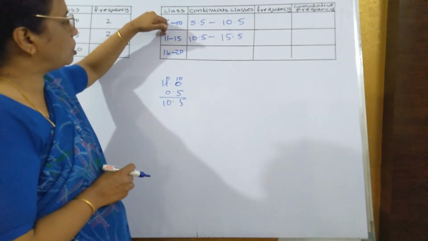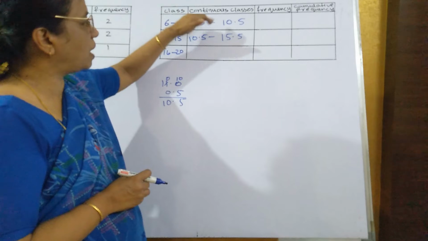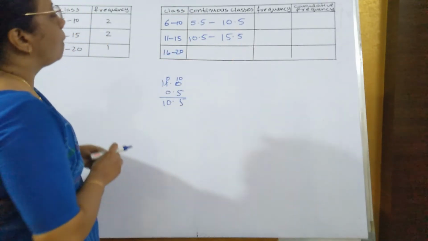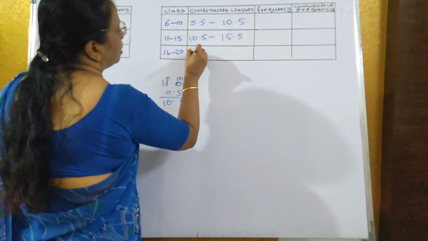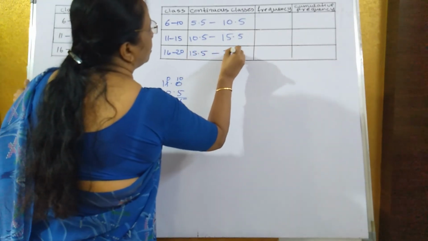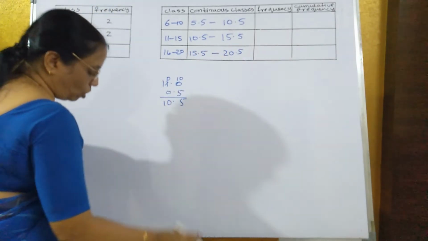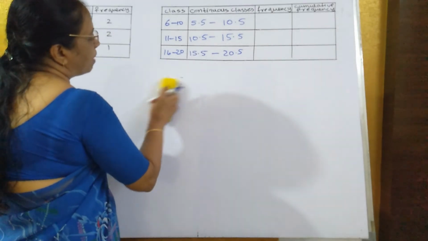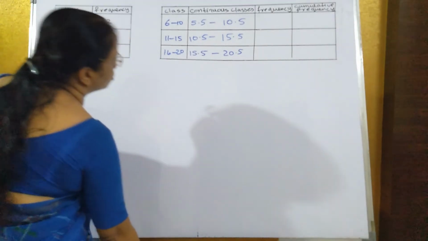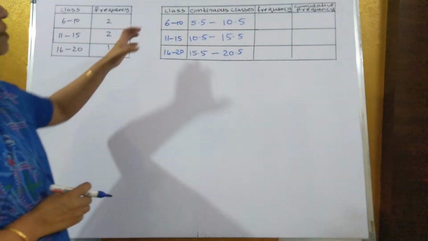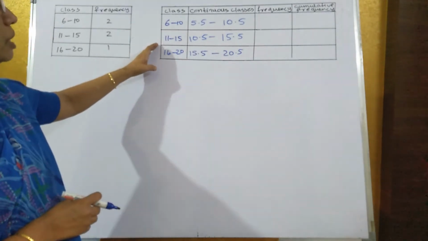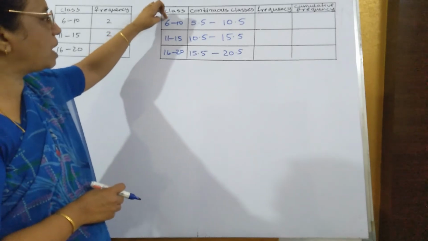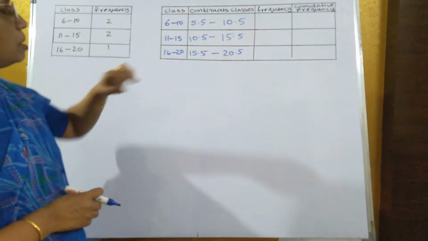When you decrease 0.5, 11 will become 10.5, and 15, when you increase 0.5, will become 15.5. The next one will become 15.5 and will end in 20.5. If there is one more class, it would have become 20.5 up to 25.5. So this is how you are supposed to make the class continuous. If the class given in the question is not continuous, decrease the lower class limit by 0.5 and increase the upper class limit by 0.5.